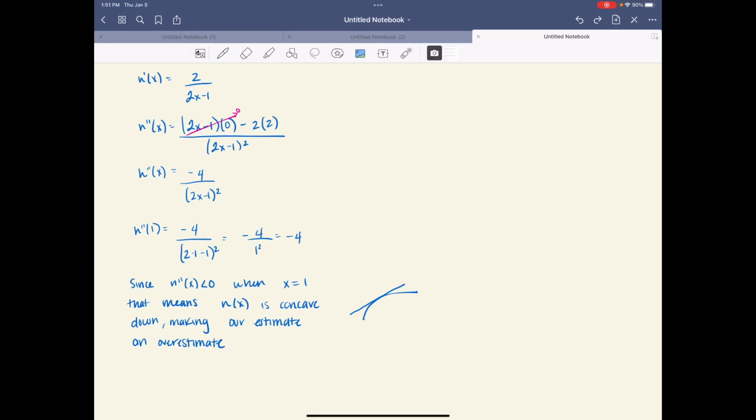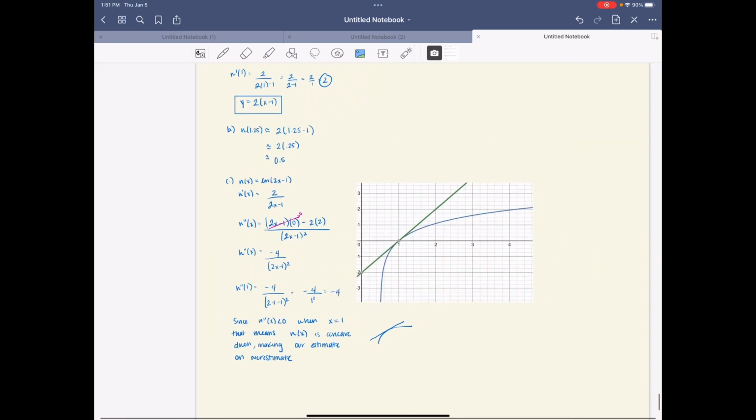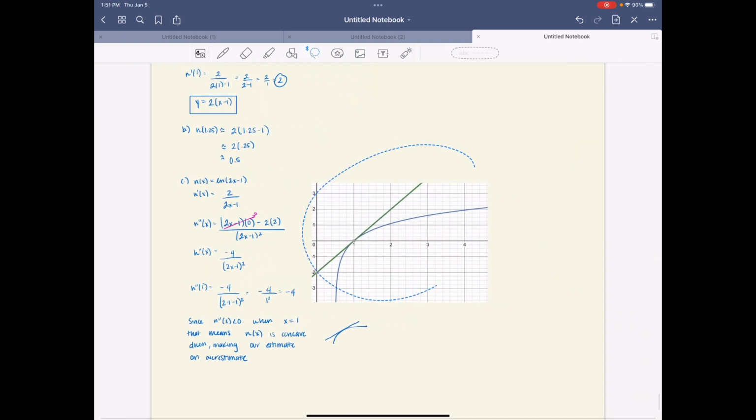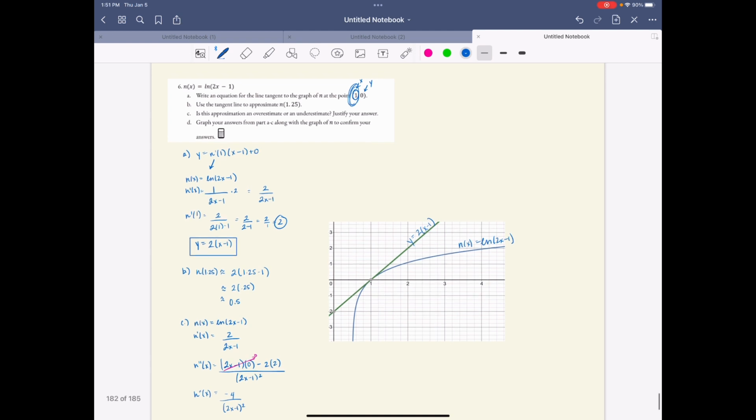So I'm going to add that here. This sort of a picture summarizes our work. This represents my function n of x, which is ln of 2x minus 1. My green line is what I found in part 1, or part A. So that's 2 times x minus 1. And you can see I was estimating 1.25. So 1.25 is approximately right here. And you can see that the tangent line just slightly overestimates that value, which is around 0.5.